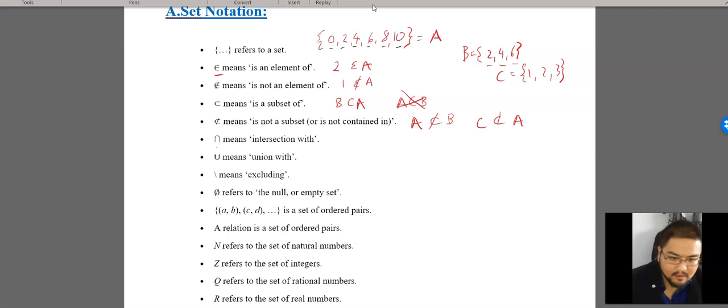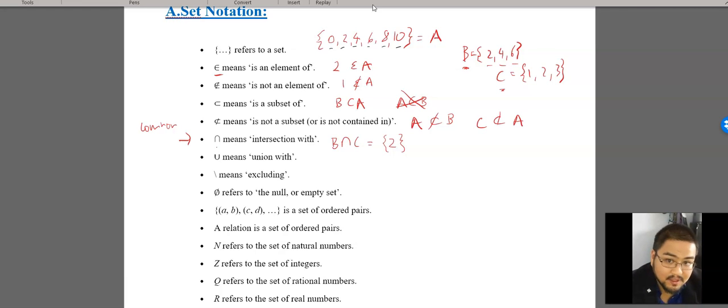Okay, so moving on, let's look at this next one here. It says the intersection with. This is pretty much a way of saying what is common between the two sets. So if I was going to ask you for the intersection between B and C, remember we always need to represent these answers with curly brackets because we're talking about a collection of numbers. What's common between B and C? Only what's common. We've only got the number 2.